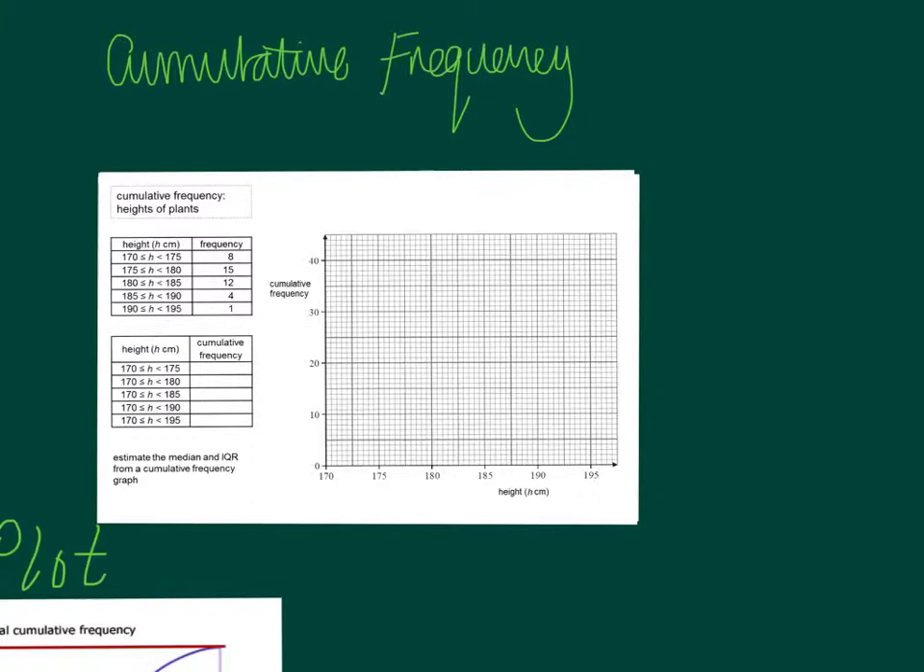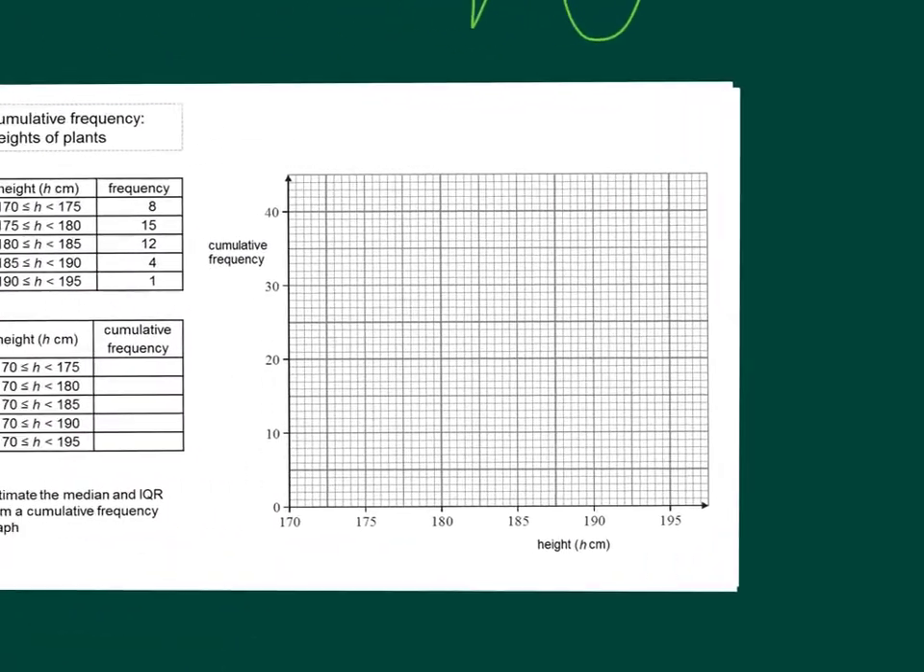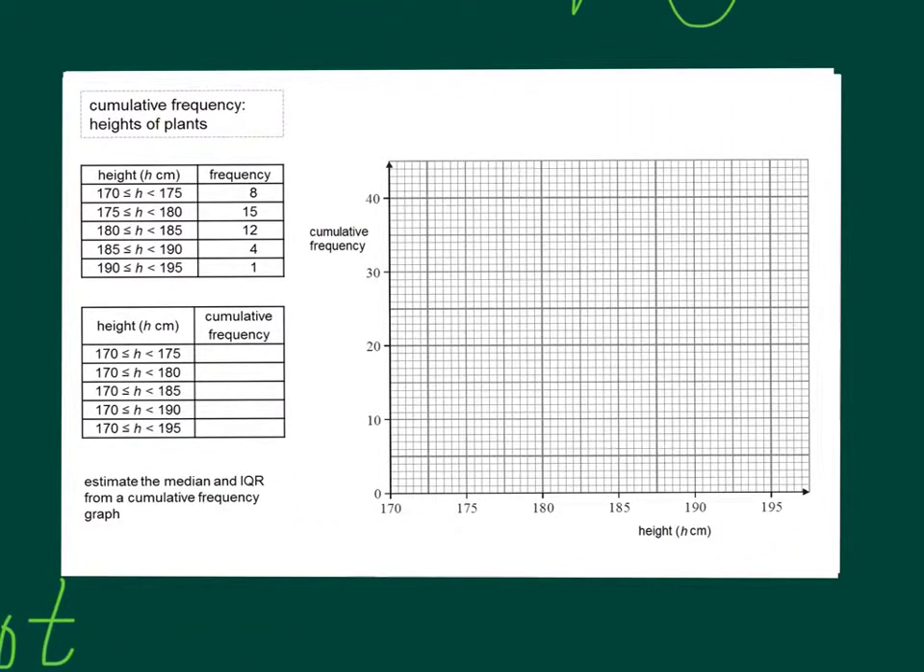So very quickly, let's just look at the first question. The first question is about the cumulative frequency of the height of plants. And here we have their heights. So we've got 170 up to 175. Notice the difference there in the sign. You can't include 175 in this one, it'd have to go in that one. And these are the number of plants in each height group there.